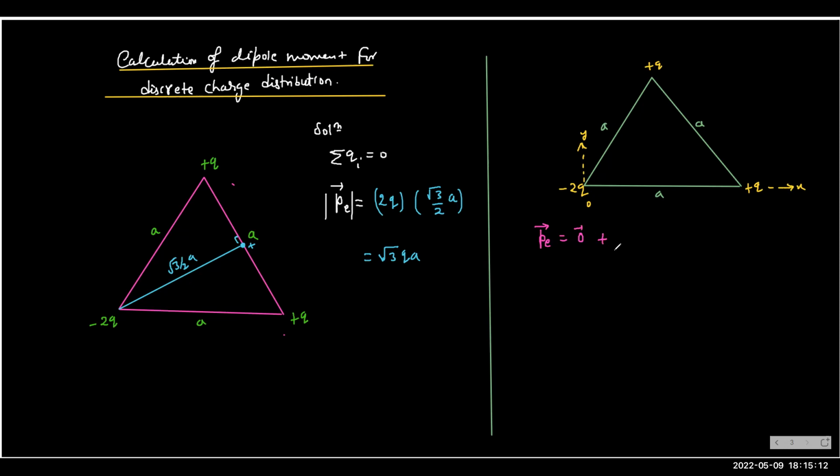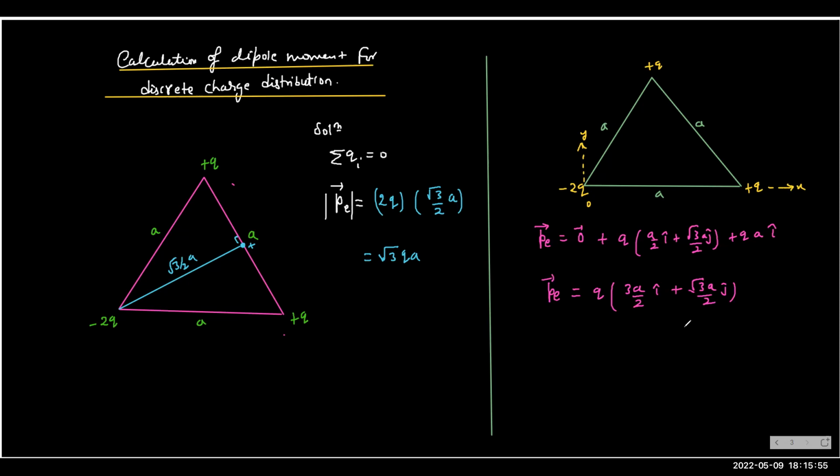So it will be q into a by 2 I cap plus root 3 by 2 a j cap. Excellent. Plus q into a I cap plus 0 j cap. So the answer will be q into 3a by 2 I cap and root 3a by 2 j cap, right? Yes, sir. Because we got the two answers.